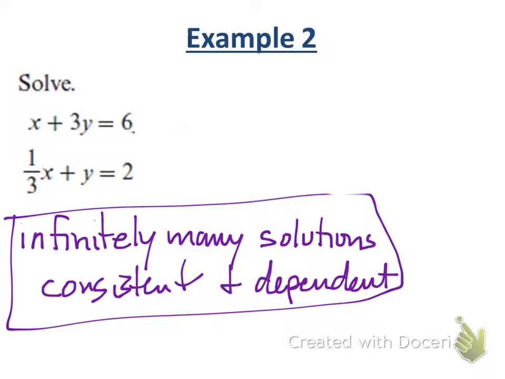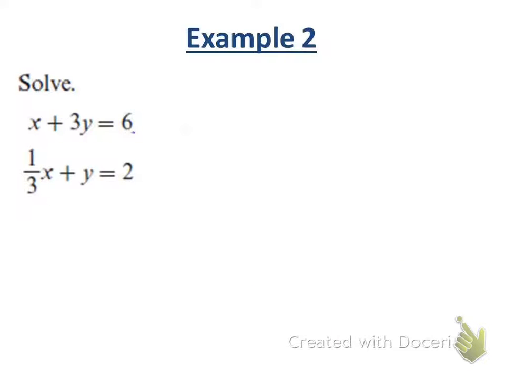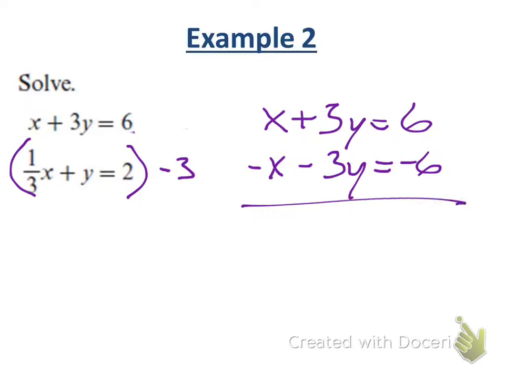Now, what if we just jumped into an algebraic technique? What would this look like? What algebraic technique would you use for this one? Elimination would work nicely, wouldn't it? If we multiply this second equation by -3, the first equation is still x plus 3y equals 6. The second equation is -x minus 3y equals -6. When you add those two together, you get 0 equals 0, which is always true. Anytime something is always true, that's an indication that we have infinitely many solutions. These two lines are actually the same.